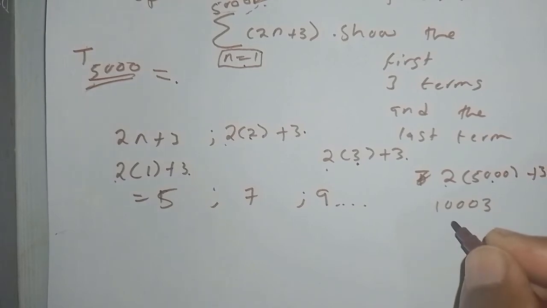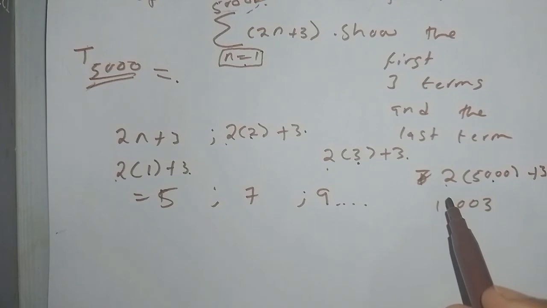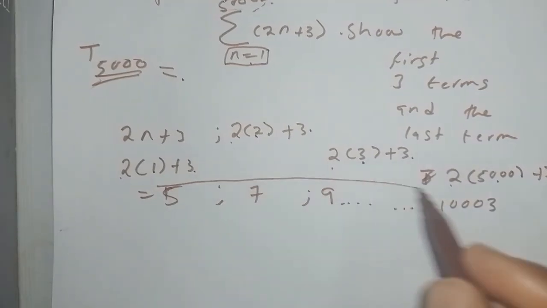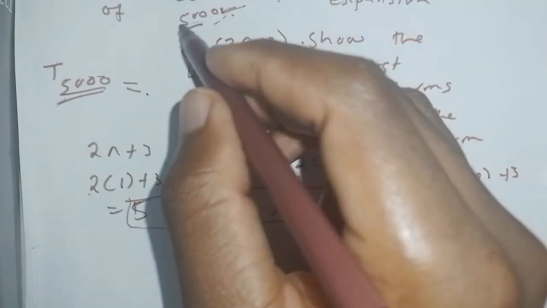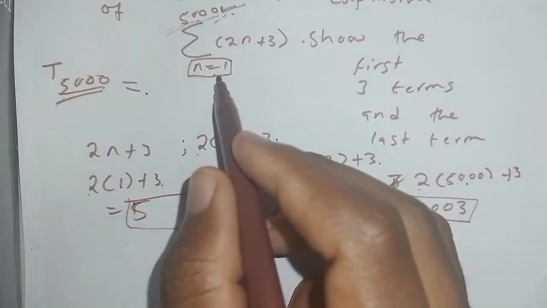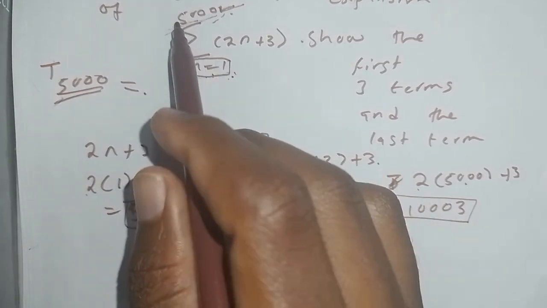10,003. Did I write it well? Yes, 10,003. That is the last term of the sequence, right? This is how you will answer this question. This represents the last position, and this represents the first position, from position 1 up to position 5000.